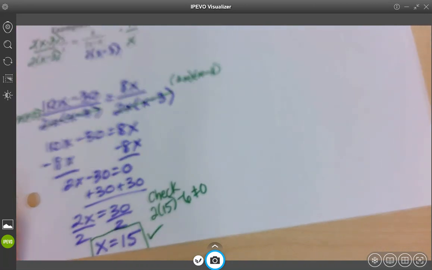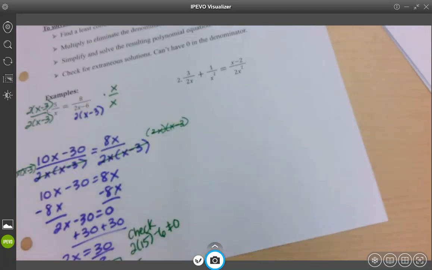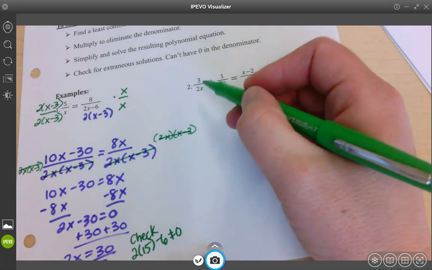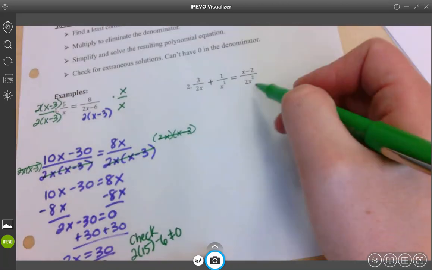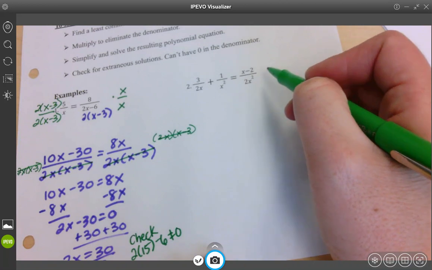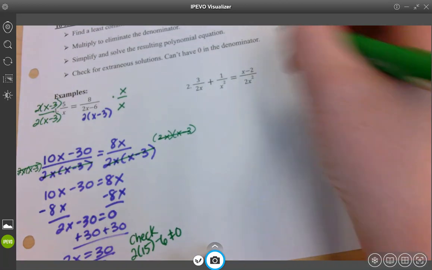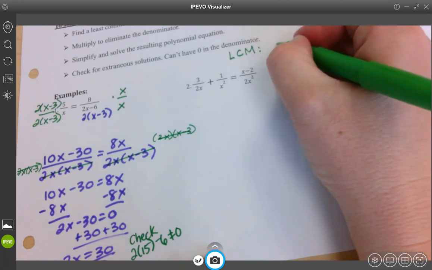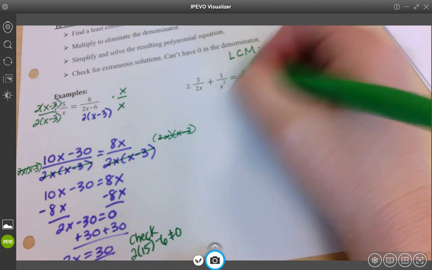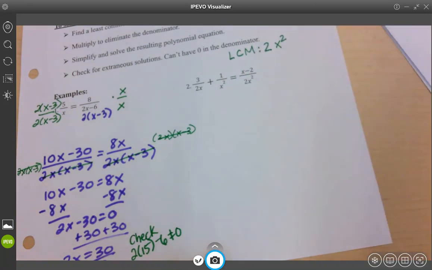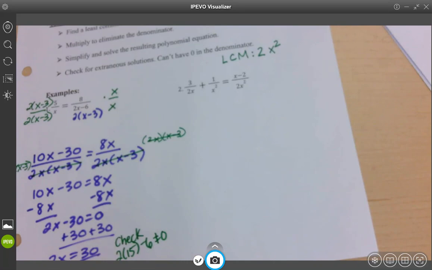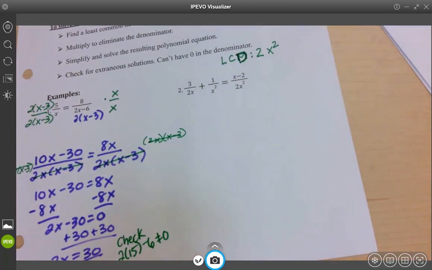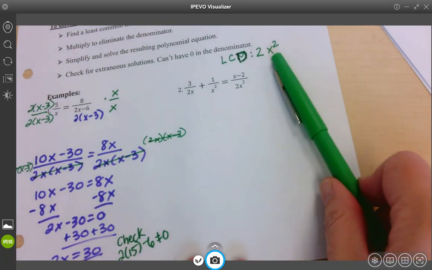Let's look at 2. All right, so in the denominator, we've got 2 times x, and we also have x squared. What would be our lowest common denominator? We do need x squared, and we need the 2. Is that going to be enough for our least common denominator? It says least common multiple. Okay, denominator. Okay. All right, guys, this is enough.